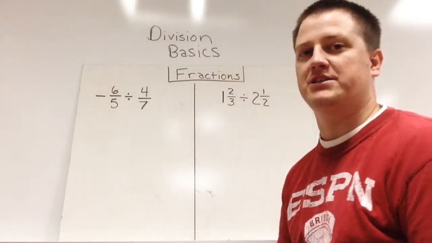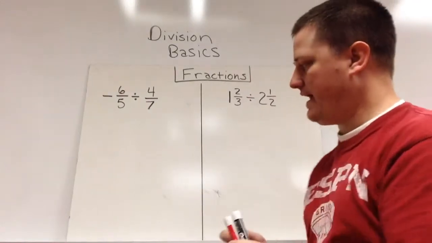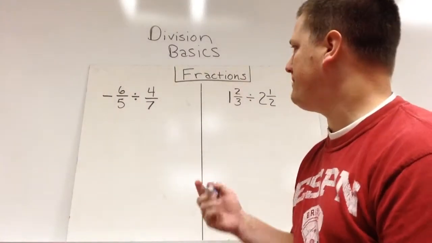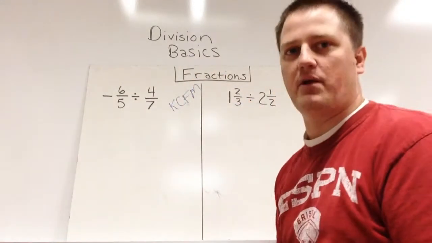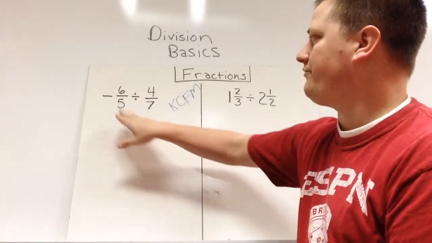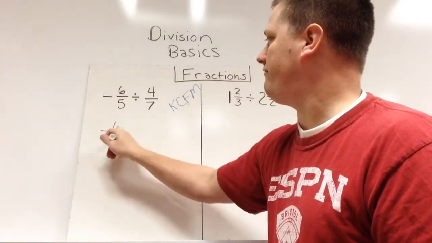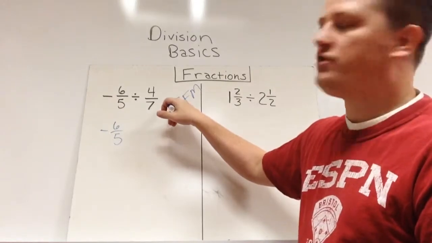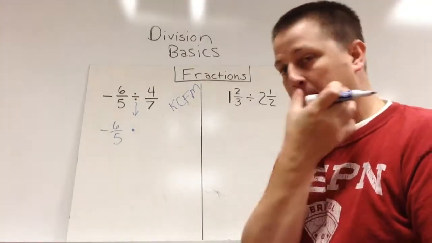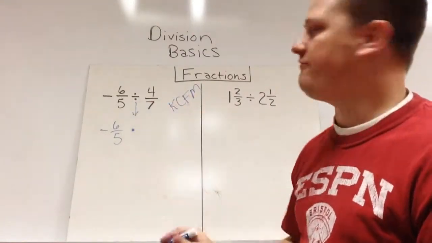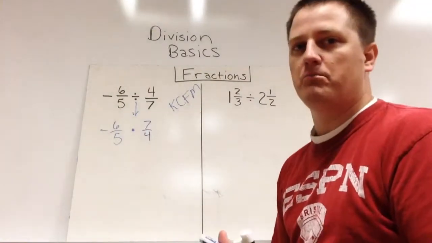Now we have the dreaded fractions, but as you're going to see, these are actually pretty easy. How we do that is I have a little memory thing, which is called KCFM. Sounds like a radio station, but it'll help. The K stands for keep the first fraction. So this one's going to stay the same, -6/5. C means change to multiplication. So instead of division, we're going to change to multiplying. The F means flip our second fraction. So 4/7 should become 7/4. And then the M says multiply.